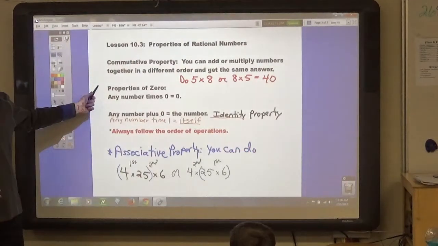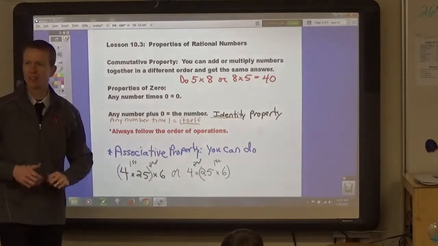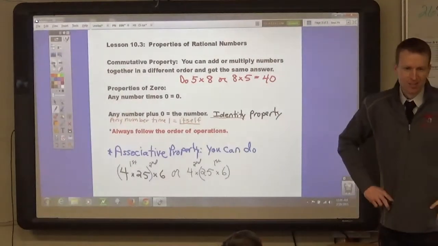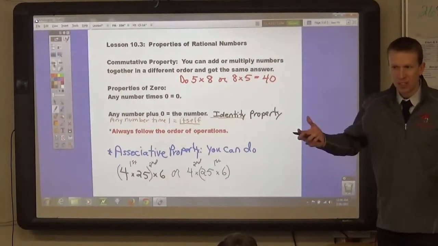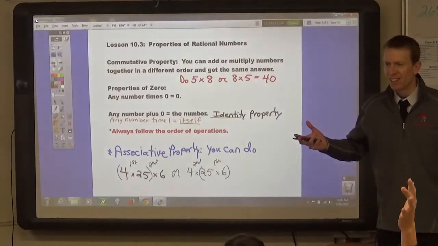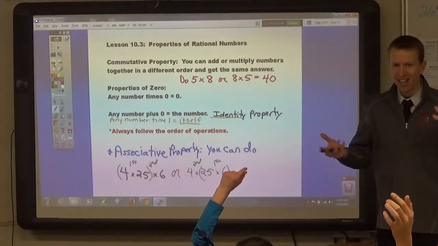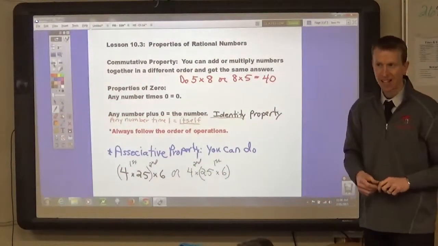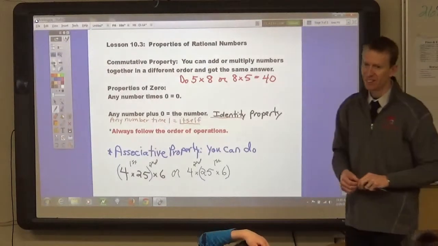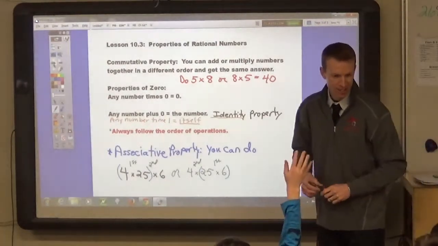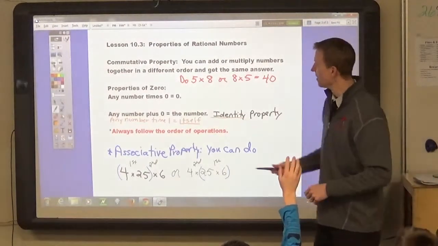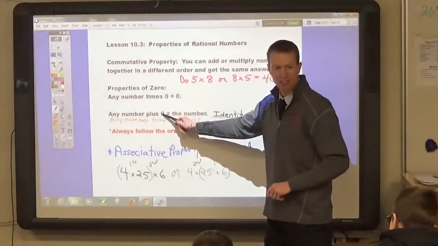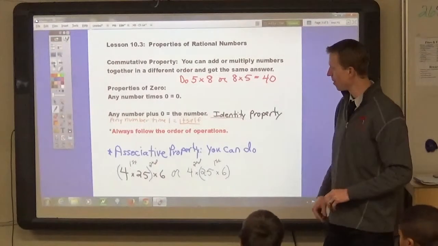The properties of zero. What are the properties of zero? Any number times 0 equals 0, and addition, right? What's addition? Yes, it's the identity property. So any number plus 0 is that number, right?